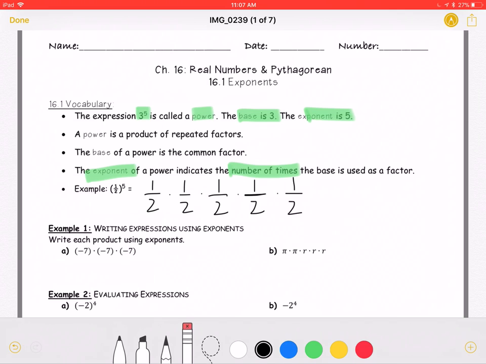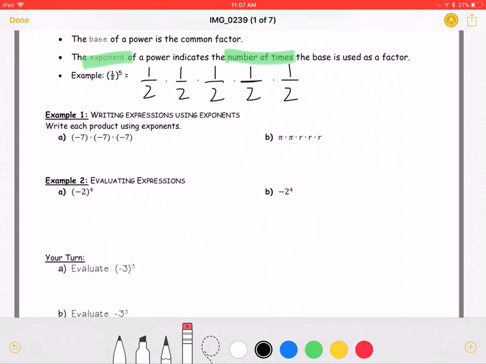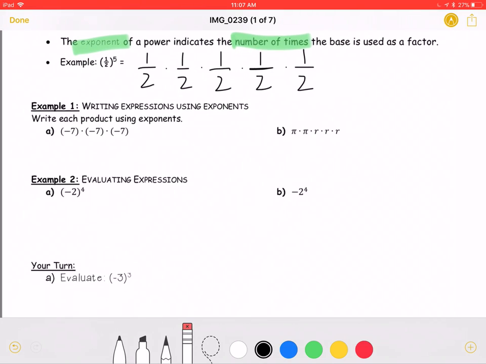All right, let's get into some examples. First one, writing expressions using exponents. So we want to write each product with a power. So we want to represent it with exponents. So I have -7, that's my common factor, so that's going to be my base. And then how many times do I have that -7? 1, 2, 3 times. So I'm going to raise it to the 3rd exponent. So that's how I would write it using exponents.